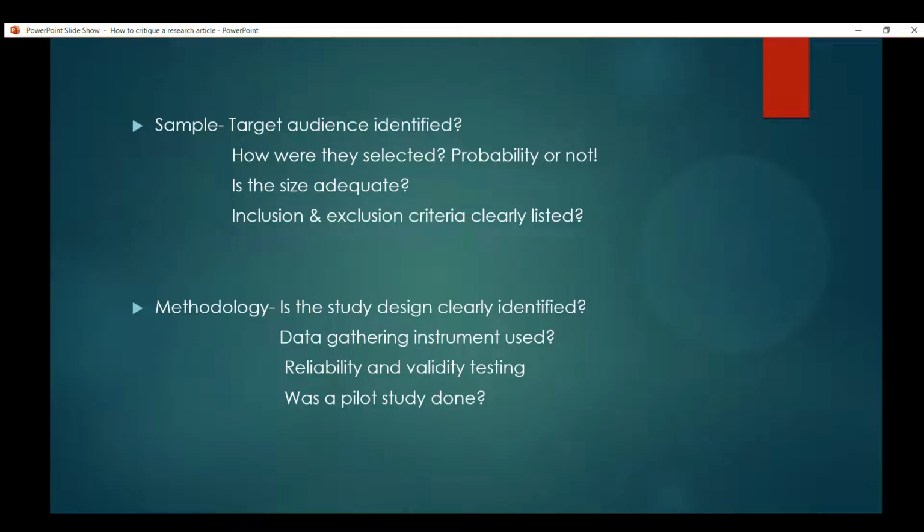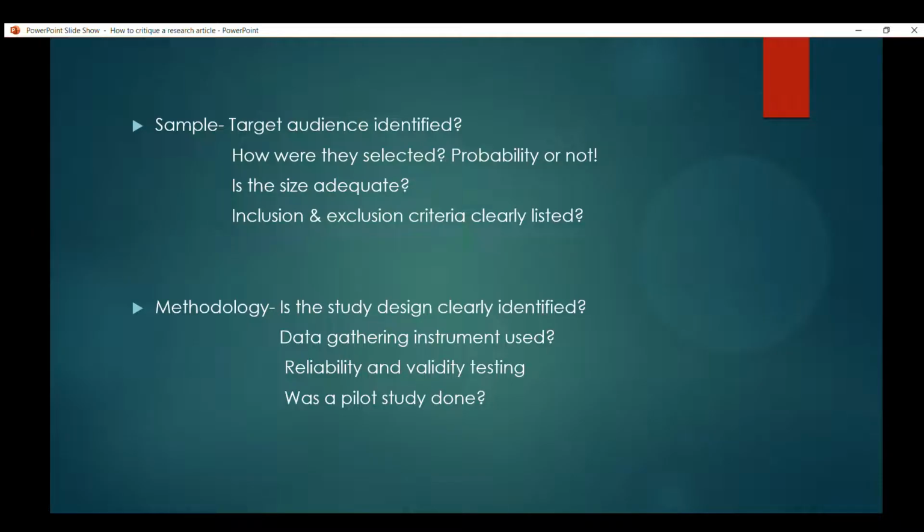And the sample size that was used, was it adequate? There is a way to calculate sample size. You can calculate whether the sample size they used in that literature is sufficient to even draw a conclusion. And then the inclusion and exclusion criteria for that sample: these are the people that can be included, and these are the people that can be excluded, based on certain criteria. It should be included in that article. So you have to check to see whether those were included. If they were included, then that is a strength for that particular article.